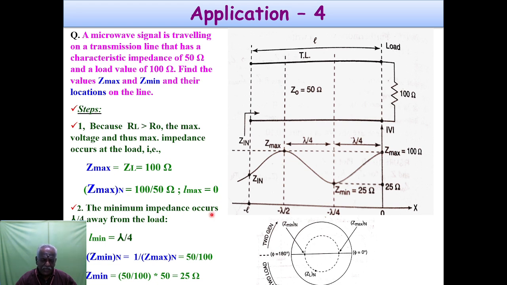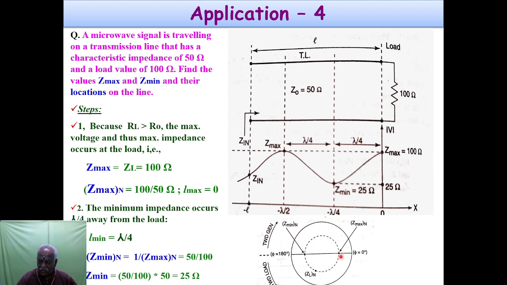Okay, the minimum impedance occurs lambda by 4 away from the load, the next minimum. So lambda by 4 distance away from the load. So L minimum is equal to lambda by 4. Therefore Z minimum normalized is equal to 1 by Z maximum normalized, that is equal to 50 by 100.